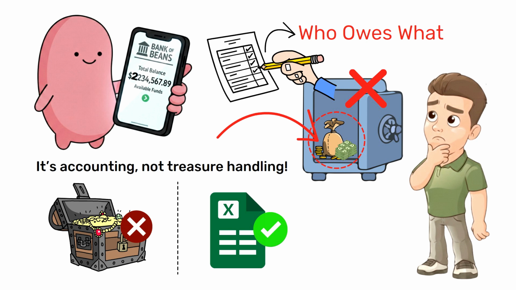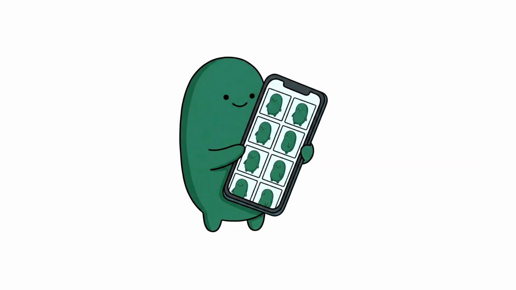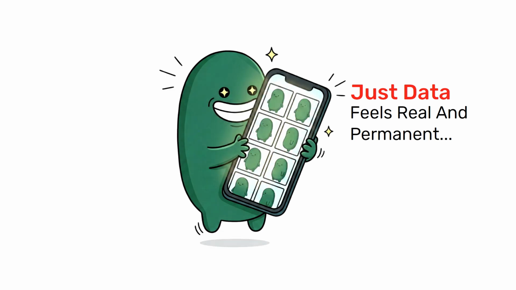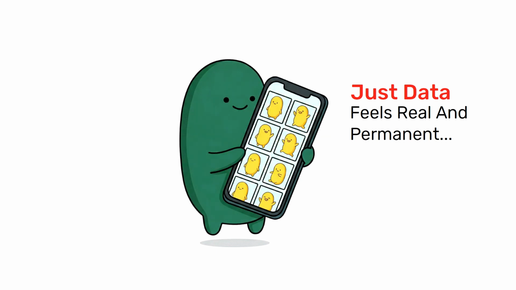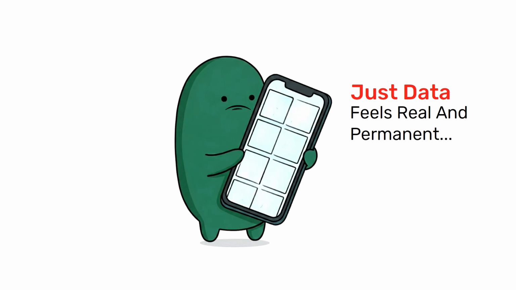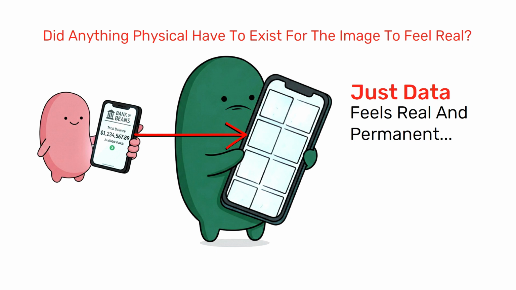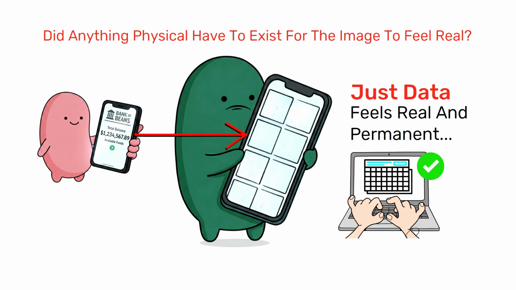Here's a relatable analogy. Think about the digital photos on your phone. The image feels real and permanent, but it's just data, numbers arranged in a way your brain interprets as something meaningful. If the file changes, the photo changes. If the file disappears, the photo disappears. But at no point did anything physical have to exist for the image to feel real. Modern money works the same way. It feels real because the record feels real.